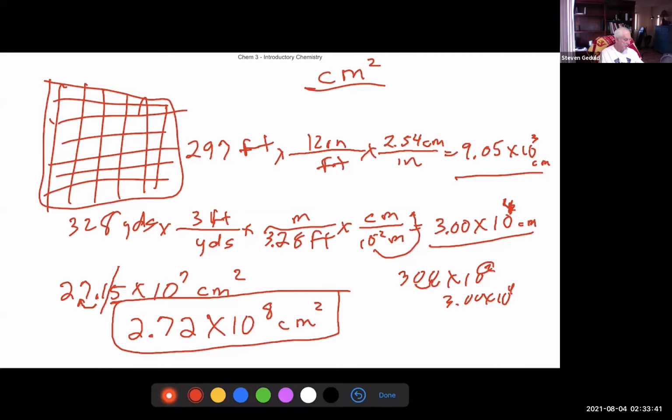And let's do one conversion here for all right, let's do a volume. Let's say the liquid has a volume of 15.3 cubic centimeters. What is the volume in liters?